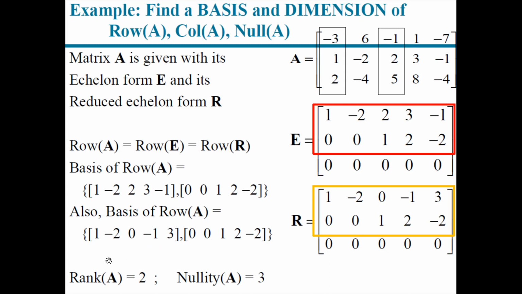Rank, which is the number of linearly independent rows and columns, is 2. From the theorem, rank plus nullity is equal to 5 because I have 5 columns. Since rank is 2, nullity must be 3. Simple, straightforward. So for now I know that I have 2 linearly independent rows and 2 linearly independent columns in matrix A. By the way, it's the same thing for matrices E and R.